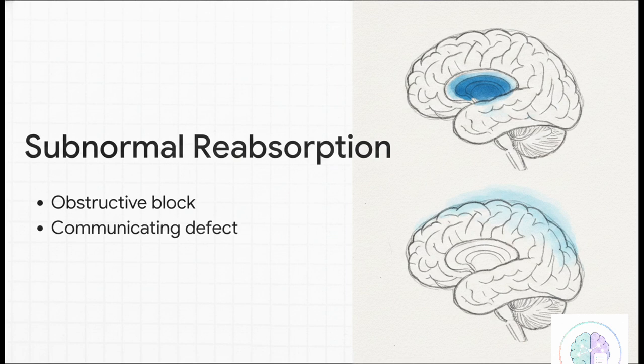Second, we have communicating or non-obstructive hydrocephalus. In this scenario, the fluid travels freely through the ventricles without any roadblocks, but there is a major defect directly at the arachnoid granulations, the exact spot where the CSF is supposed to be reabsorbed back into the bloodstream.